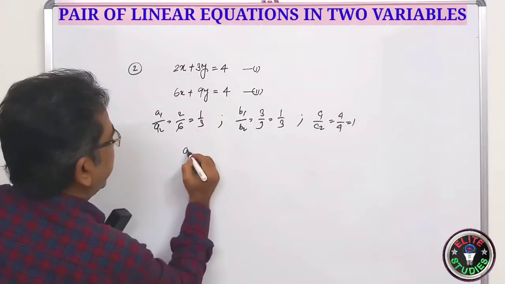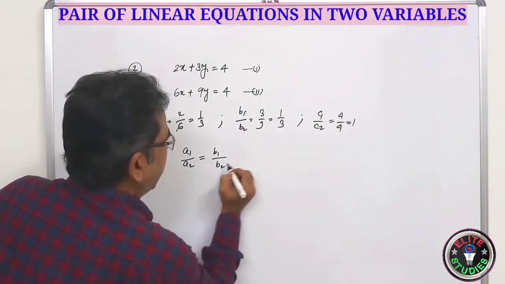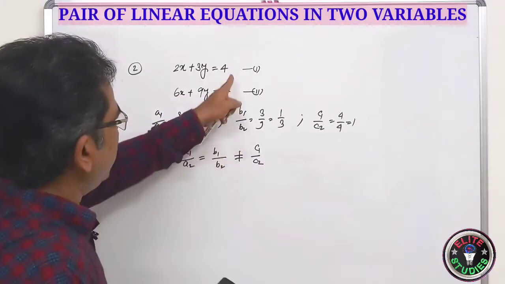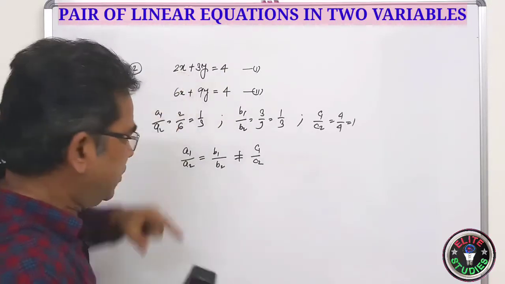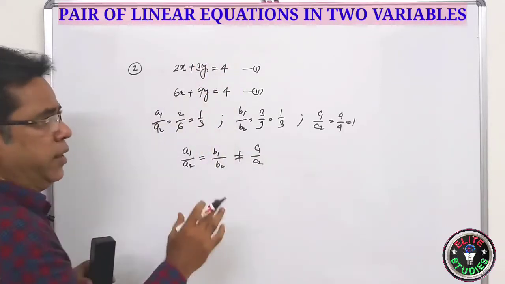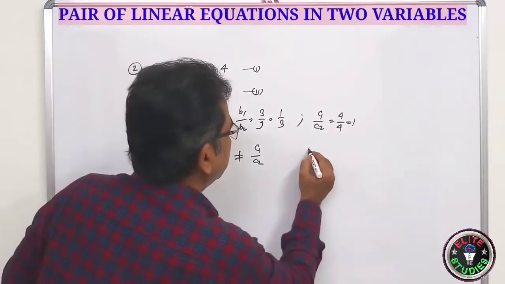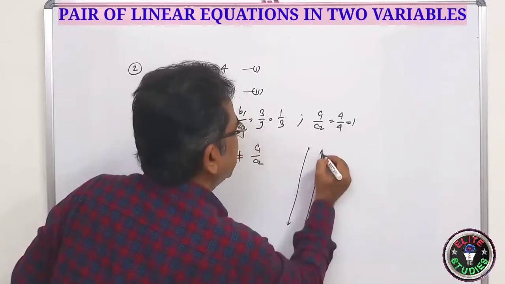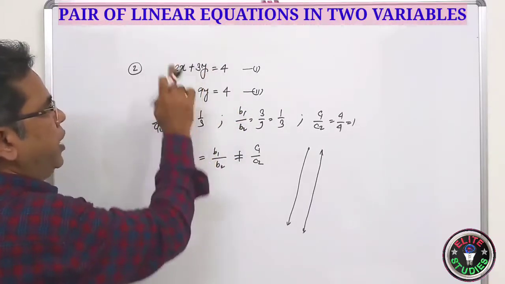So what we see here, a1 by a2 is equal to b1 by b2 but not equal to c1 by c2. Why? Because we have not multiplied the same number for which we have multiplied by these two. So in this case, if you plot the graph, you will see that you will get parallel lines like this. Like this you will get. Means you will have no solution in such type of equations.